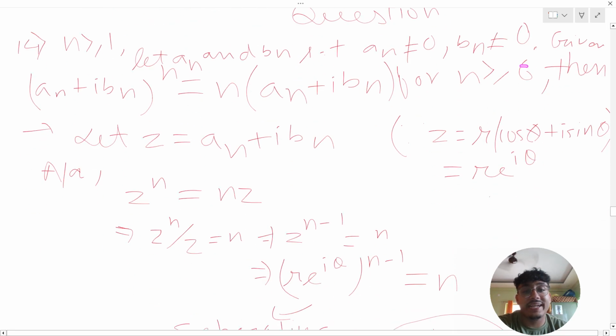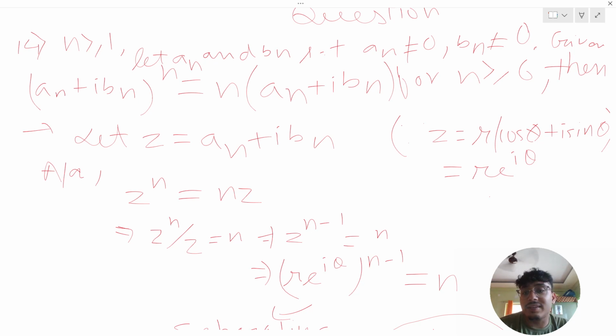Then we need to find out the expression. Okay, so we know my z is basically a + ib. And also, you need to remember this thing: z can be written in the form of r e to the power i theta, which is basically r into cos theta plus i sin theta, which is the Euler's form or the trigonometrical form of expressing a complex number.